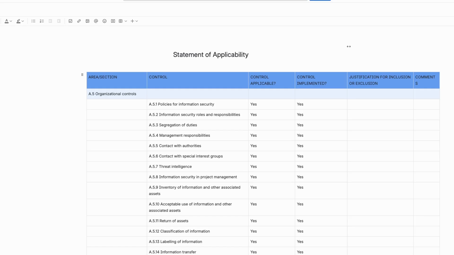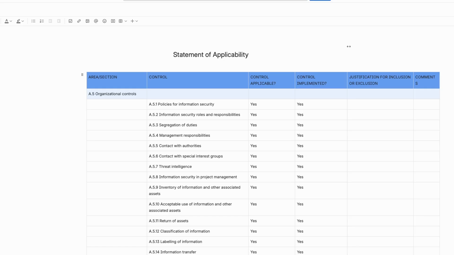Here you can see that the organizational controls are made up of several sub-controls. We have policies for information security, roles and responsibilities, segregation of duties, and so on and so forth. In my next columns, I have applicable controls and implemented controls, as well as justification and comments. If there are any comments that you need to provide, you can put them there. But the most key part of the statement of applicability is the justification why this control is applicable, and whether this control has been implemented.